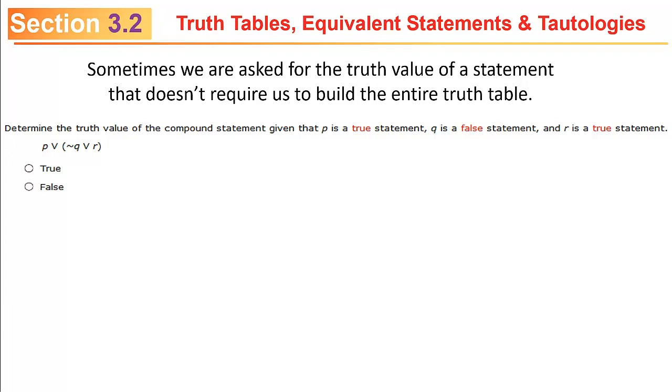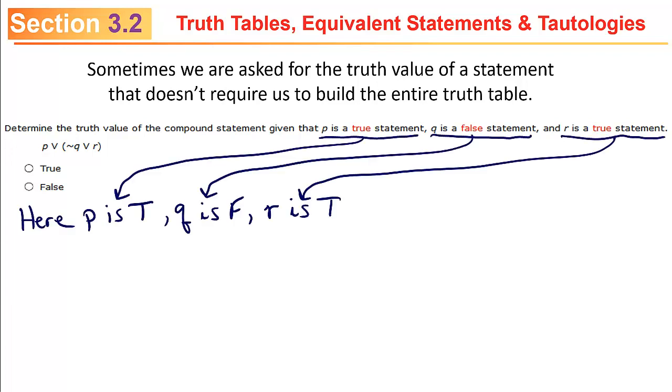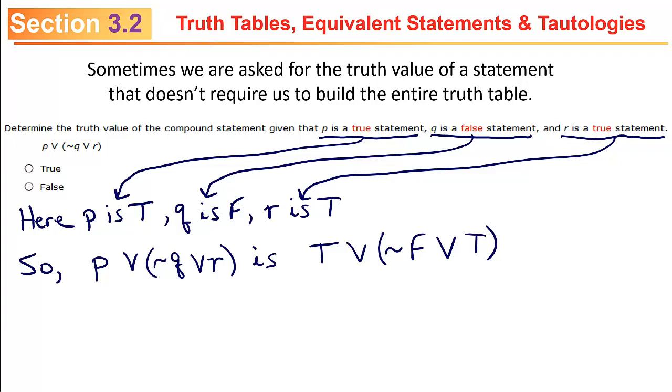You don't have to do the whole truth table if they tell you that P is true, Q is false, and R is true. All you need to do is note that P is true, Q is false, R is true, and then plug in a T for the P, plug in an F for the Q, and plug in a T for the R. And if you do that, you get the statement true or, and in parentheses, not false or true. And once you do that, you can work your way through.